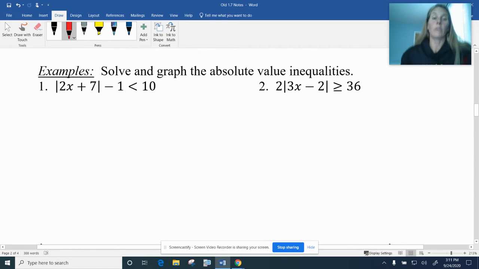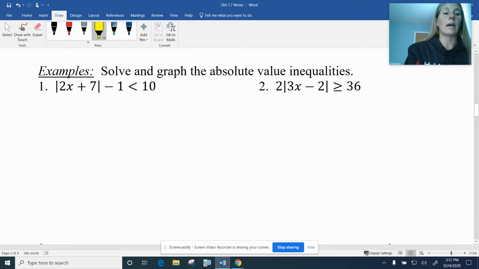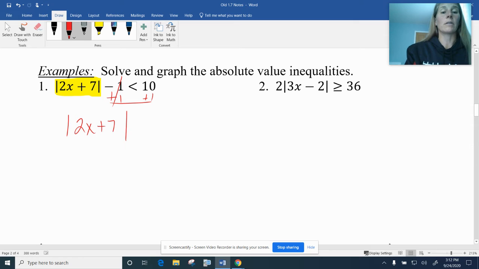Okay, so solving and graphing the absolute value inequalities. Again, you need to make sure that this absolute value is isolated. So the first thing I need to do is move this 1 over to the other side. So now I have the absolute value of 2x plus 7 is less than 11.